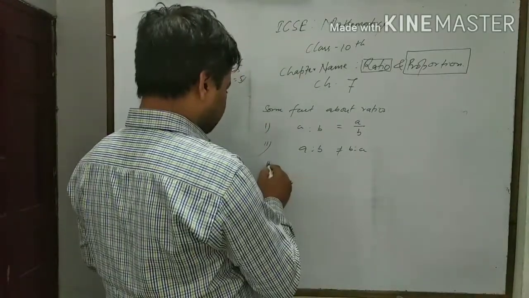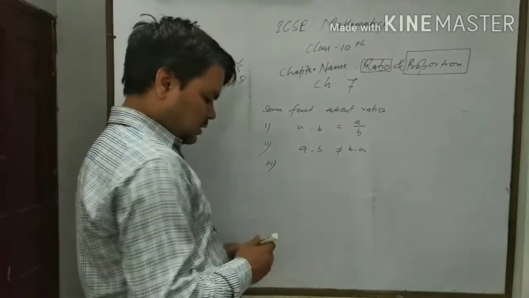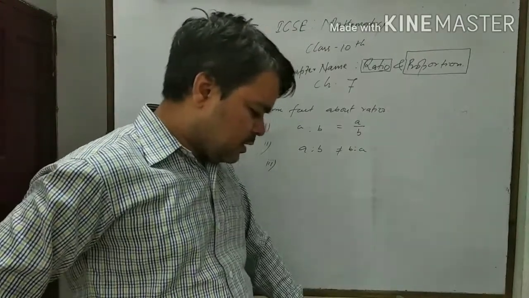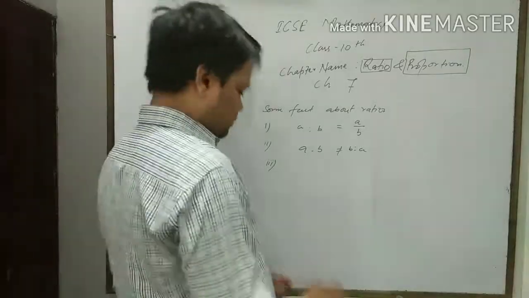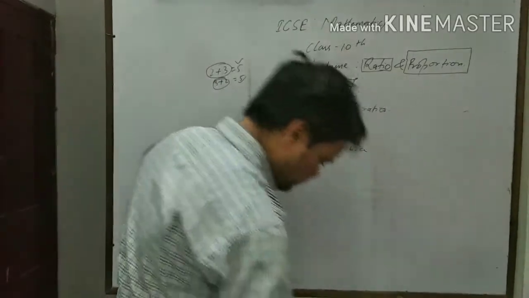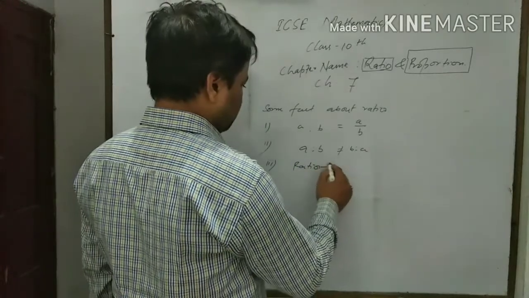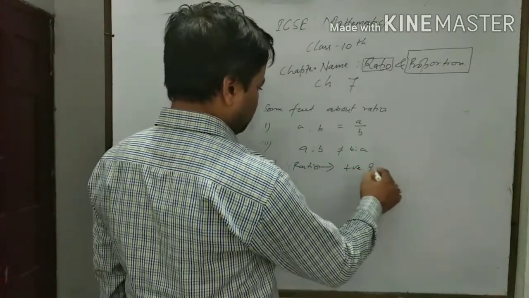What is the third fact? The third fact is that ratio is taken only between positive quantities. The ratio is always in positive quantity.